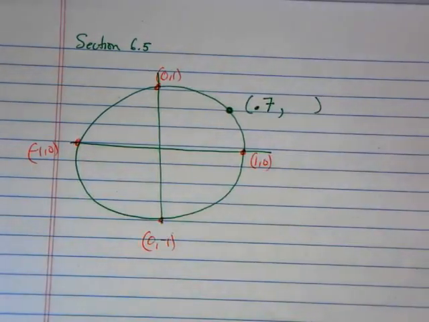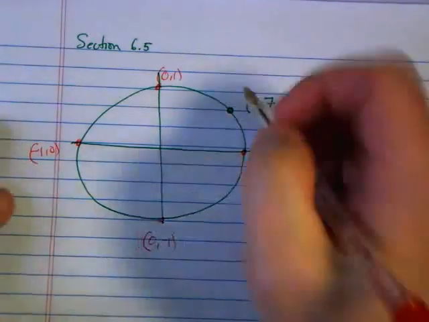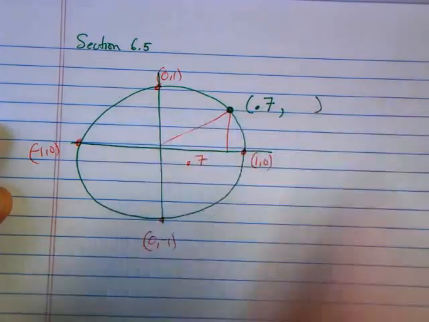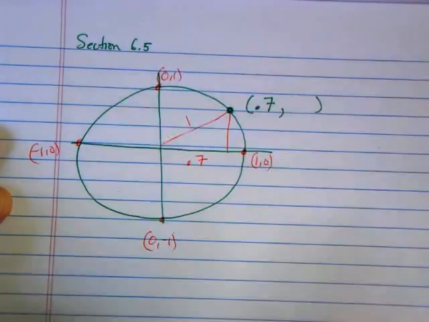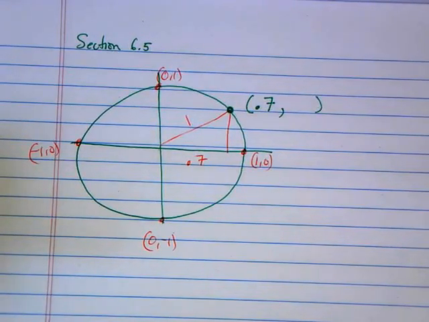If x is 0.7, what's y? I don't think so. Might be close to 0.6, but I don't think it's 0.6. Well, here's what we have. We have this distance is 0.7. What's this distance? 1. Why is that distance 1? Because it's a unit circle, because the radius is always 1.